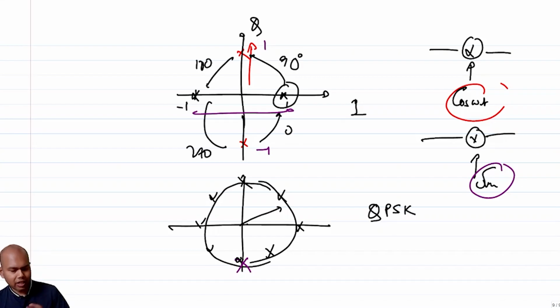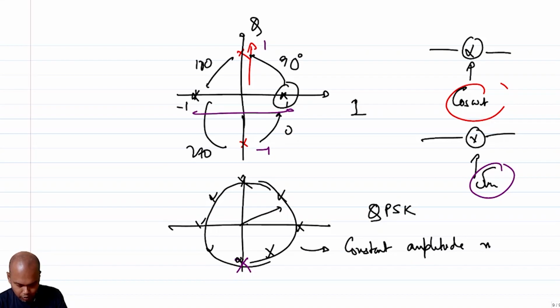So PSK means you are changing the phase between 0 and 180, 0 and 180, and so on. Here you are basically changing from 0 to 45 to 90 and so on, right? So essentially you are using multiple points on a constant amplitude circle, right? So these are also called constant amplitude modulation.